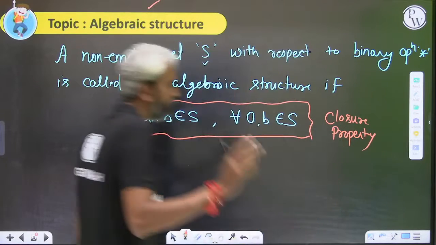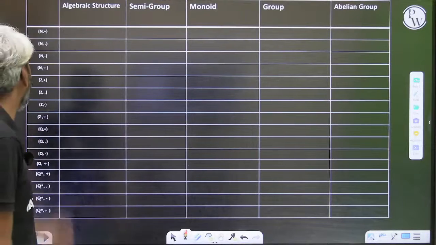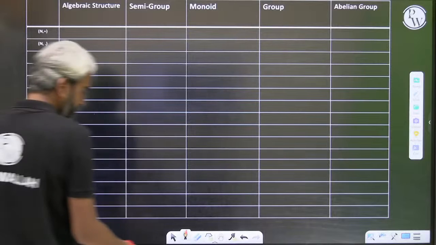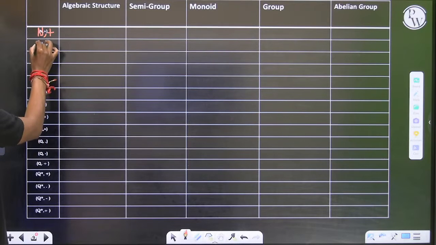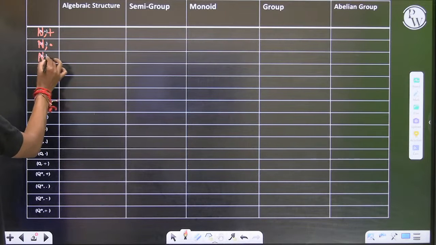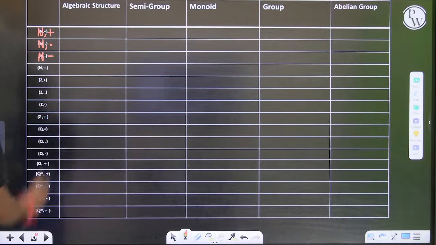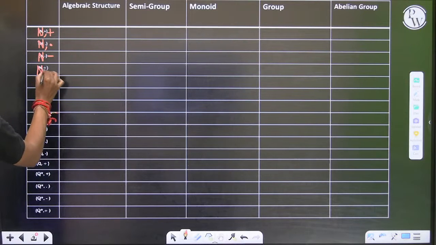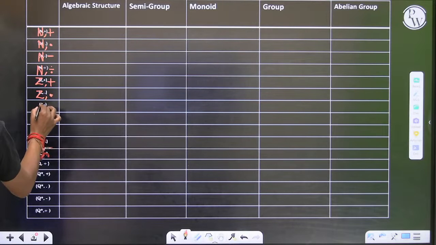So let me just give you a quick understanding of the idea. This is the set of natural numbers with respect to binary operation addition. This is the set of natural numbers with respect to binary operation multiplication. This is the set of natural numbers with respect to division. I don't know whether you are able to see them all or not. Set of all integers with respect to addition. Set of all integers with respect to multiplication.